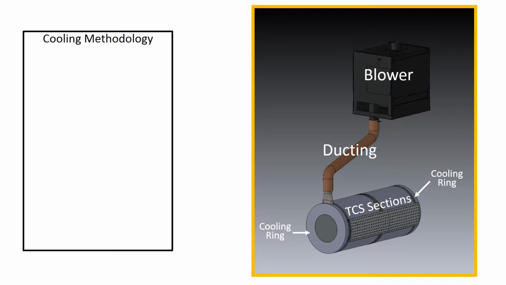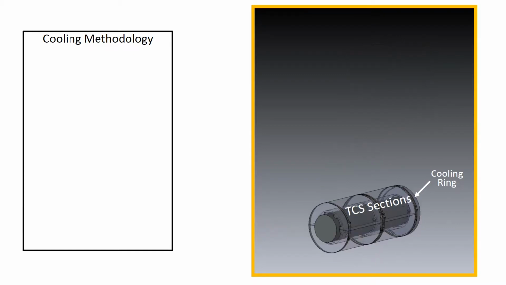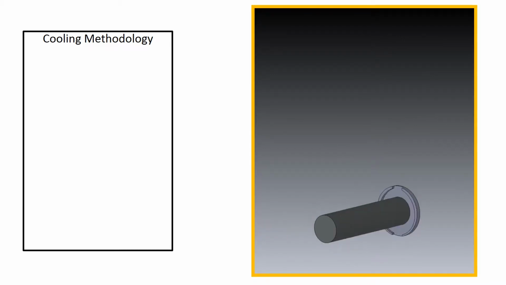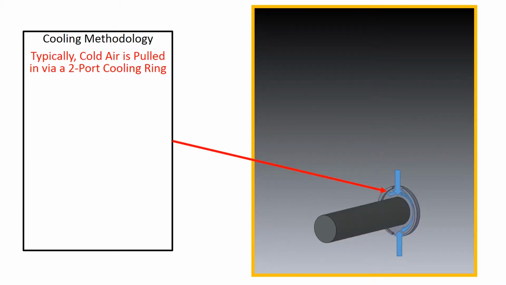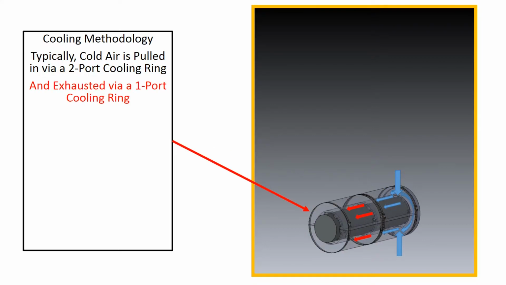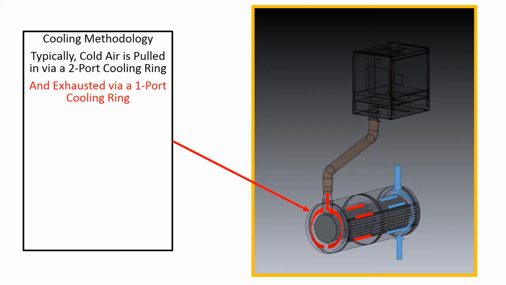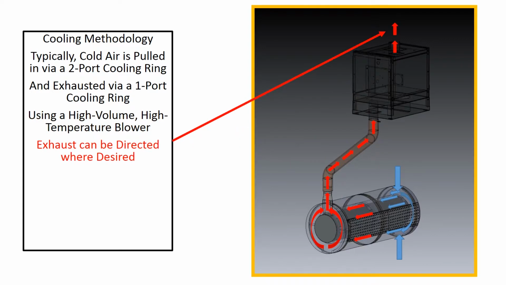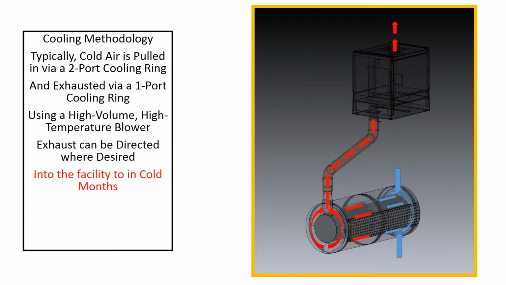It is important to note that the blower is configured to pull the air rather than push it. Pulling the air through the system allows the hot exhaust air to be directed as desired. These images show cold air being pulled in through the cooling ring, over the hot barrel, through the cooling channels, and then out through a second cooling ring, being pulled by the blower and exhausted where desired.